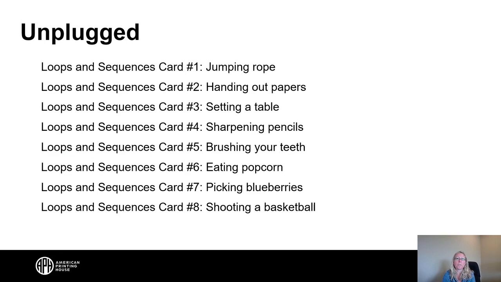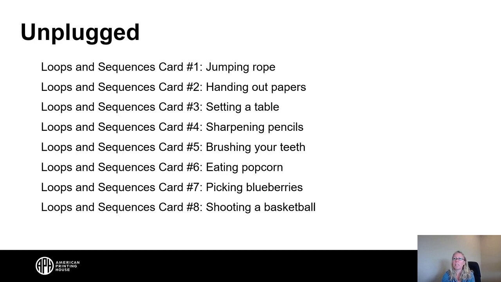Hand each group one of the loops and sequences cards. On the screen right now are some examples. Loops and sequences card number 1 is jumping rope. Number 2 is handing out papers. Number 3 is setting a table, sharpening pencils, brushing teeth, eating popcorn, picking blueberries, and so on, even shooting a basketball. These are all examples. Each one is written on a different card. They're all examples of things that have repetition in them.